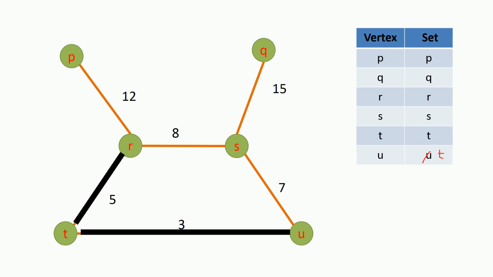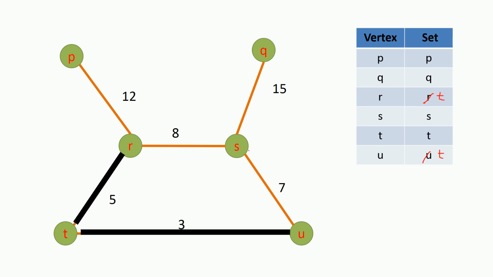So R currently belongs to set R, T currently belongs to set T, and notice that two vertices currently belong to set T. So you can either change all these three vertices' sets to R or T. Let me change it to T. So R, T and U, all these three vertices now belong to set T. Now let me consider the next remaining minimum weighted edge, which will be the edge between S and U vertices.